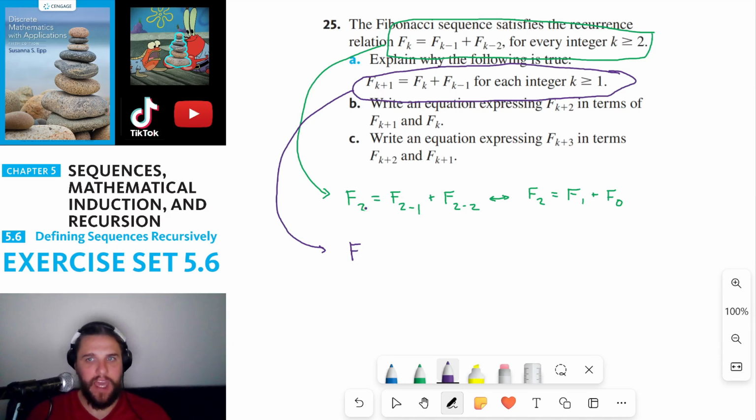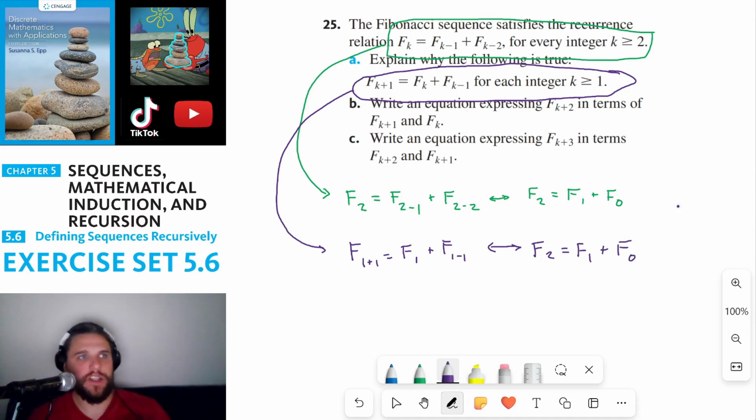So if we plug in k equals 1 into this recurrence relation, we get f sub 1 plus 1 equals f sub 1 plus f sub 1 minus 1. But this is the same thing as saying f sub 2 equals f sub 1 plus f sub 0. These are the same recurrence relations. The only difference is that the index is shifted by 1. However, the universal quantifier is properly adjusted as well.